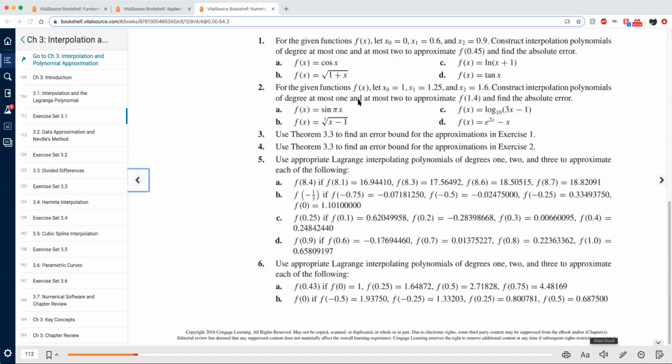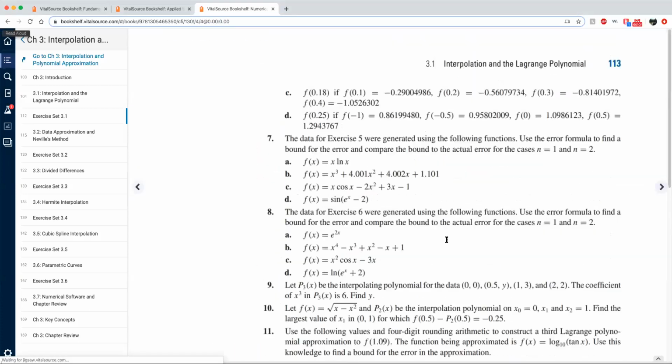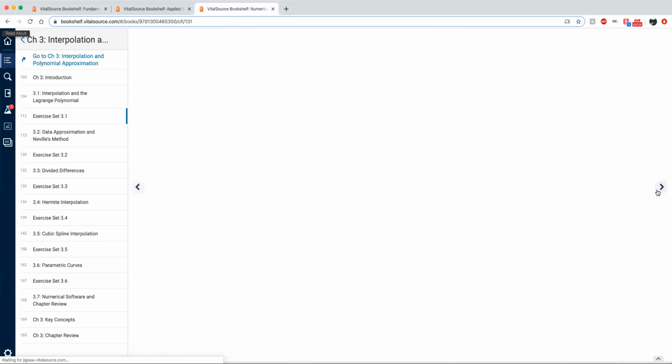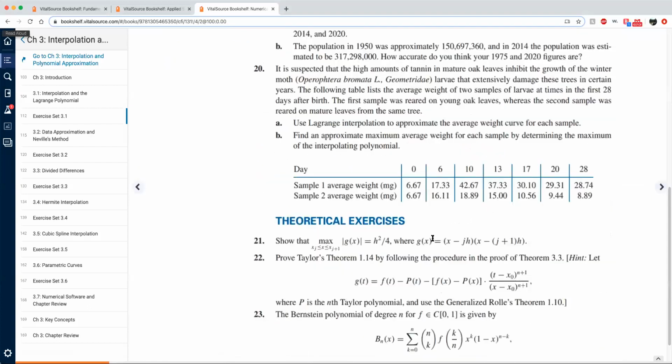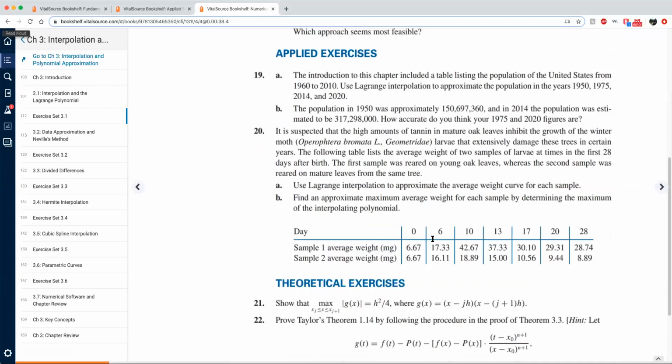All right, in this video, I'm going to give you a hint on how to solve the applied problems in section 3.1. Okay, so right here, the exercise problem in the textbook, problem number 20.